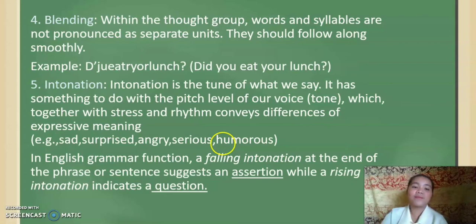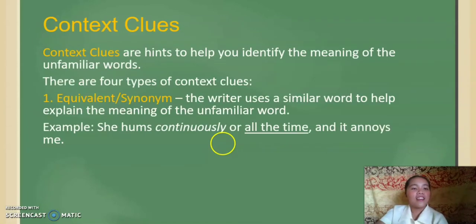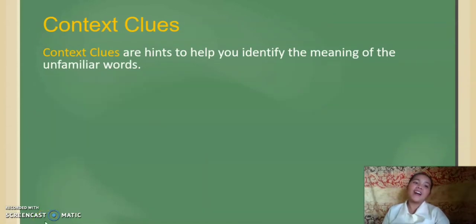See the difference? So that's it for the approaches of reading, the silent reading, and the things to remember during oral reading. Now let's go on to the third lesson. Now, context clues. Context clues are hints to help you identify the meaning of the unfamiliar word. So when you are reading, class, and you have found words that are difficult to understand, or you don't know the meaning of that word, or it is unfamiliar, context clues are there to help and assist you to get the meaning of that word.